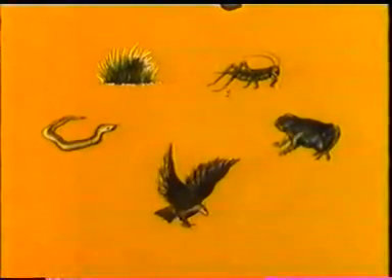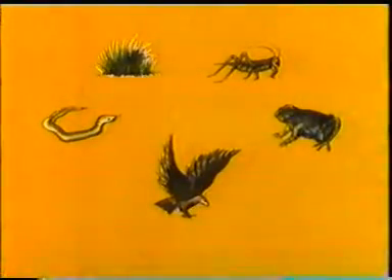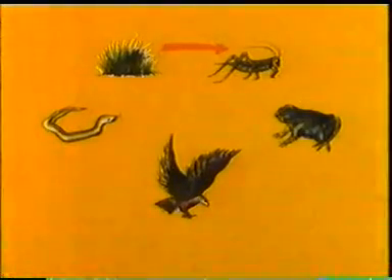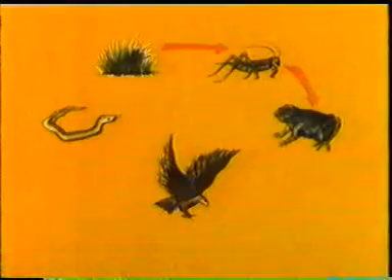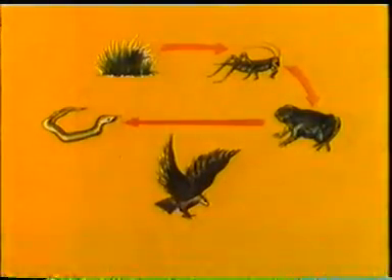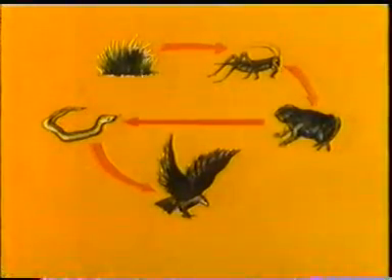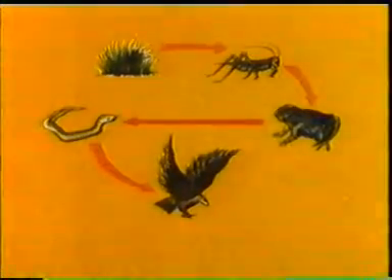We have seen that all animals obtain their food directly or indirectly from plants. For example, the grasshopper feeds on grass. The toad eats the grasshopper. The snake eats the toad. And the hawk eats the snake. This kind of relationship is called a food chain.